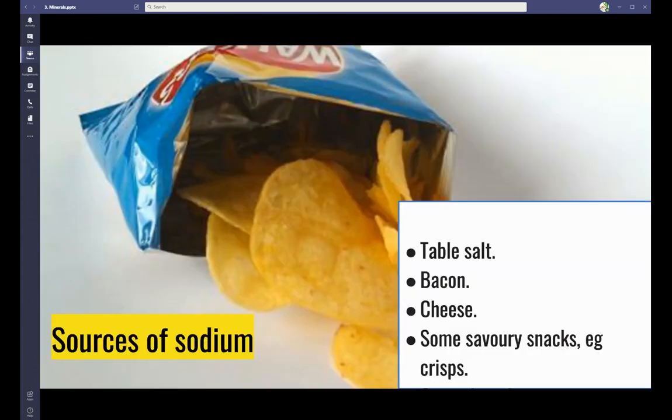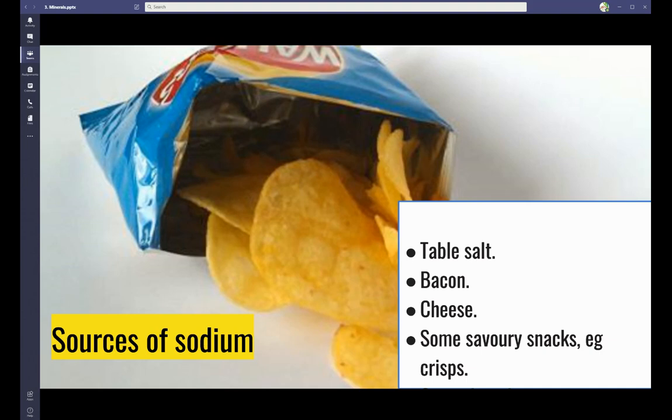Quite often, we will get sodium as salt, table salt. So it's important that when you are cooking, you are not adding additional salt to these dishes because you are increasing your sodium intake. Foods like bacon, cheese, crisps will all be high in sodium, but quite often, mostly processed foods like Chinese meals are really high in sodium as well.